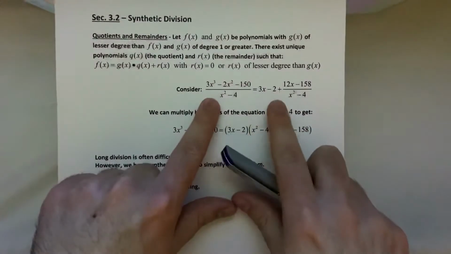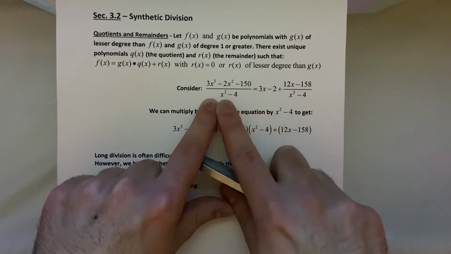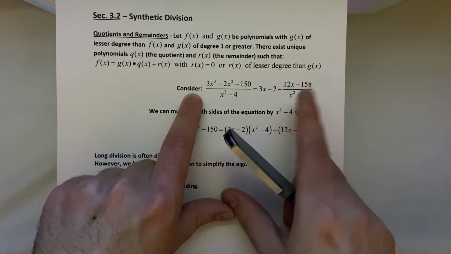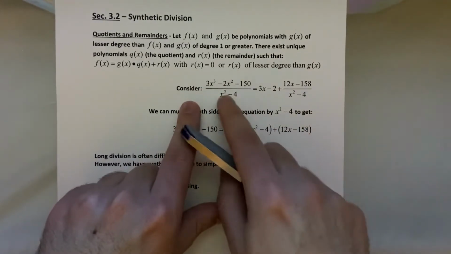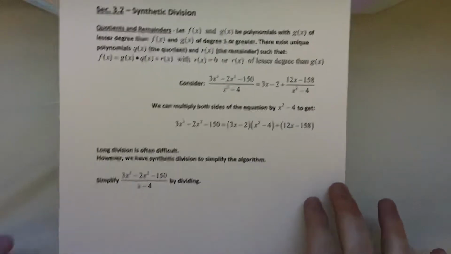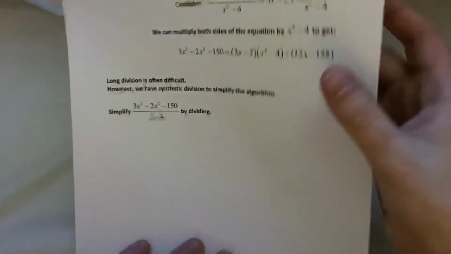That's just saying that when you divide this by long division, you can get 3x cubed minus 2x squared minus 150 over x squared minus 4 is 3x minus 2 plus 12x minus 158 over x squared minus 4. Now, you don't just straight divide that, but use your normal division algorithm to do it. However, there's arguably an easier way called synthetic division.